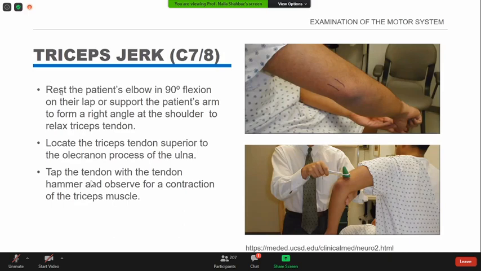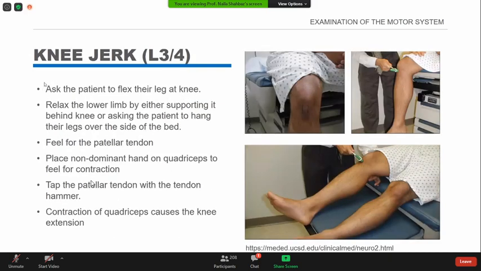Ask the patient to flex their knee, to look for knee jerk. Relax the lower limb by either supporting it behind, or ask the patient to hang their legs over the side of the bed. Feel for the patellar tendon. Place your non-dominant hand on the quadriceps muscles if you cannot expose it, and look for the contraction. Tap the patellar tendon with the tendon hammer.